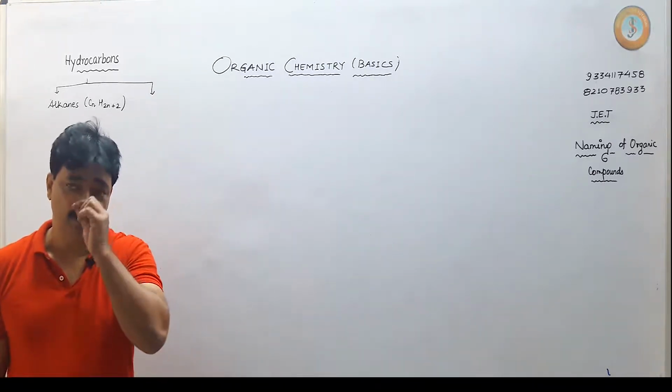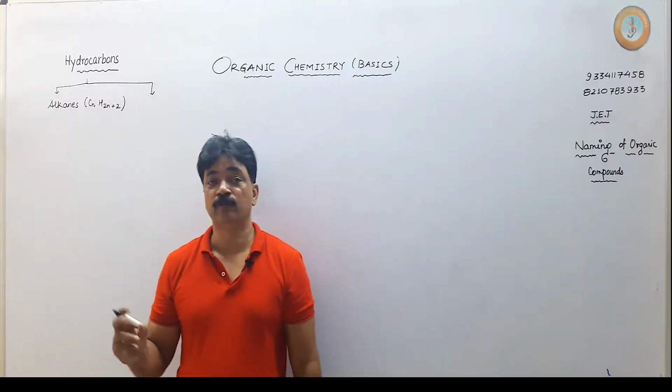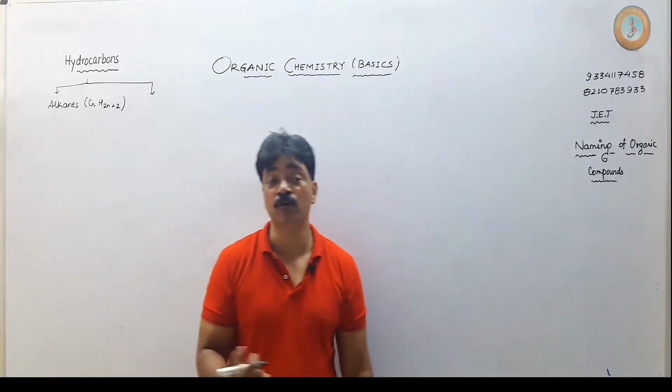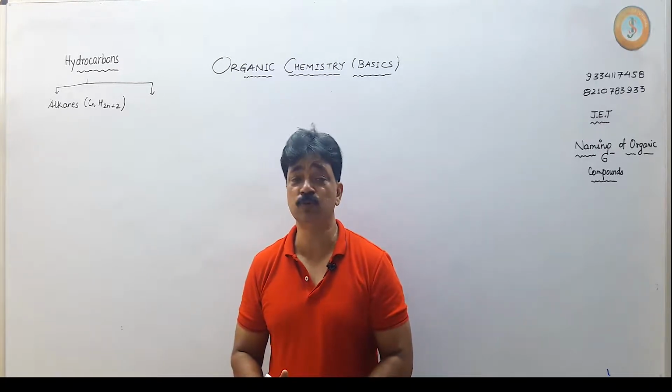That means you will get the hydrogen atoms. Example, C4, then 4 times 2 is 8, plus 2 is 10. So C4H10 will be the formula for an alkane having 4 carbon atoms, which is butane.